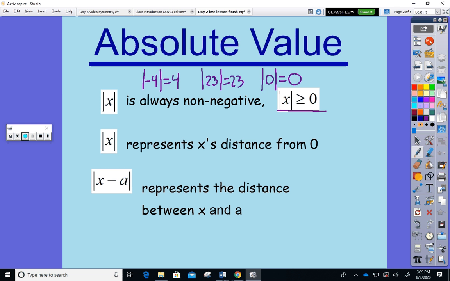The absolute value of x, as we mentioned in class, represents x's distance from 0 on the number line. Sometimes you'll see people use the absolute value of x minus a to represent x minus a's distance from 0 on the number line, but it can also be interpreted as the distance between x and a on the number line.